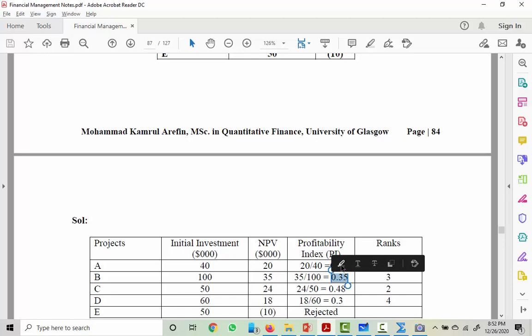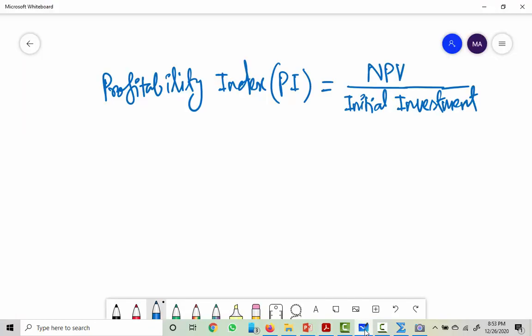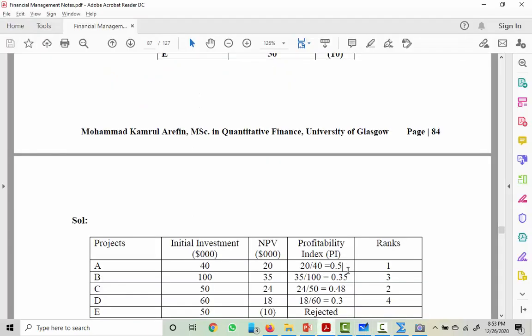So here, as you can see, now we can develop a ranking. The highest profitability index should get first rank. Here this one is 0.50. We can write 0.5 as 0.50. This one is 0.35. This one is 0.48. This one is 0.3. So project A got the highest profitability index.